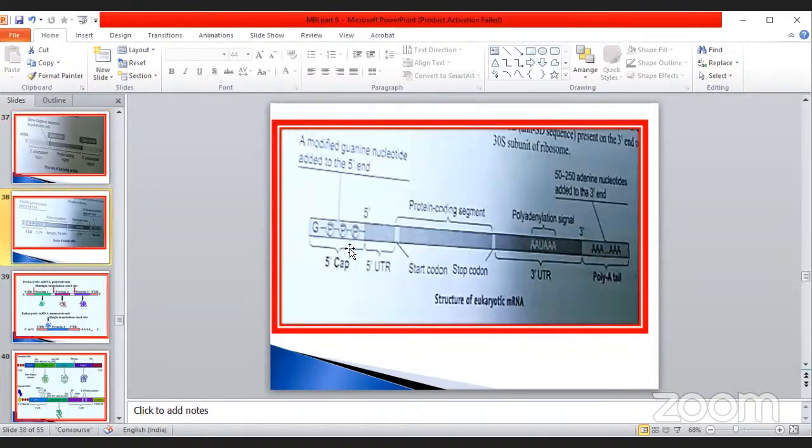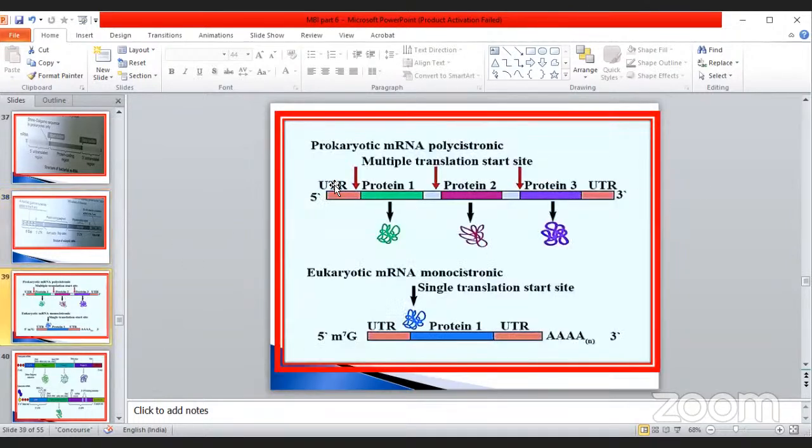See the next one, you will get an idea. This is a UTR region. This is also a UTR region. This is the protein coding region. This is the poly A tail. The entire chain is there, but in between there are UTR regions, untranslated regions, and the protein coding segment is also present. This is the structure of the eukaryotic mRNA. You can easily identify the two untranslated regions. Protein 1, protein 2, protein 3. Eukaryotic mRNA is monocistronic. So this is the structure.